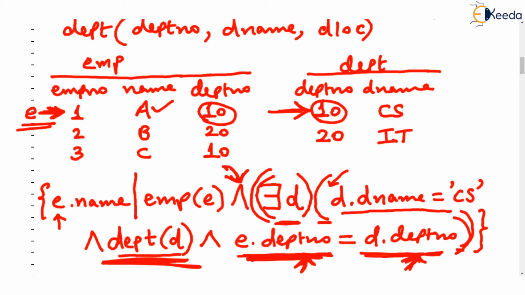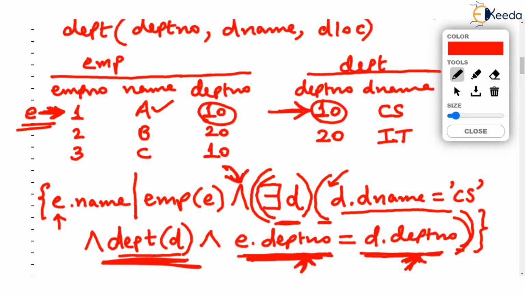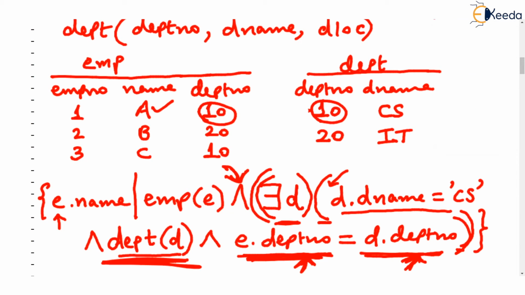Wait, the story doesn't end there. Very interesting fact now is, well, before telling you that, I'll just clean up a few things. Okay, here we go. Now what happens? You know A has been listed. Now this E will visit the second tuple. I hope you're understanding. Because E ranges over all employees, E will go to the second tuple.